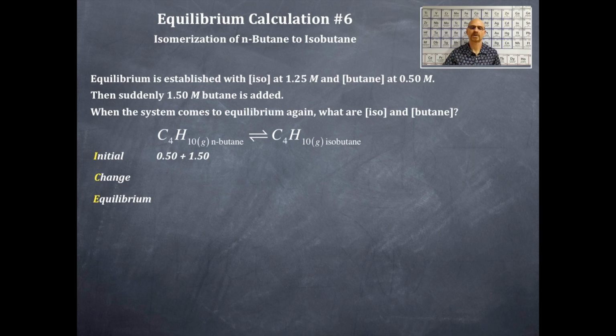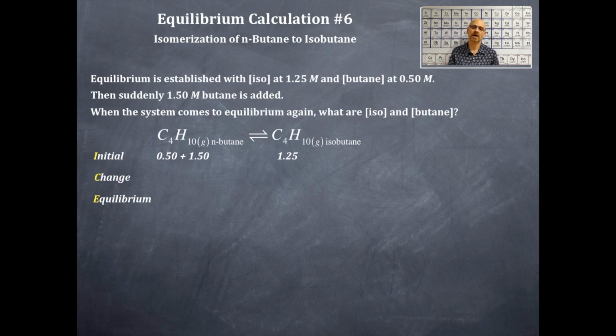Okay, I have something on the reactant side and I do have something on the product side. So here's kind of how it is. I have initially the N-butane at 0.5 and the iso at 1.25. That is a value of 2.0, which is the equilibrium constant. But you're going to suddenly add more of one of them, and it just happens to be the N-butane that you're going to add to this.